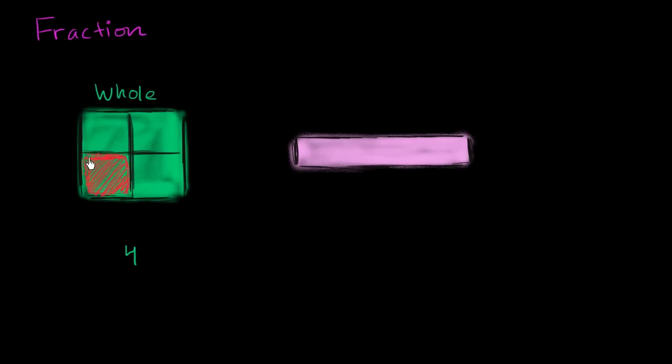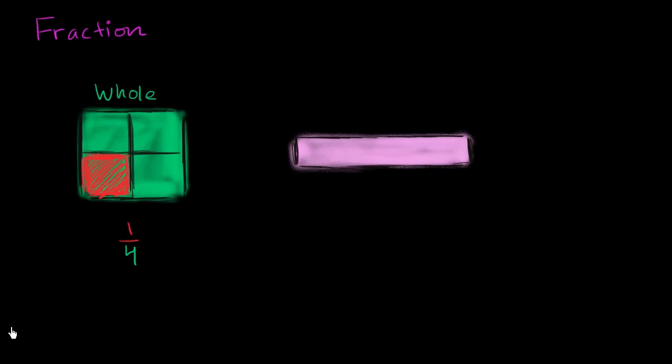Well, it is 1 out of the 4 equal parts, right? I've shaded in 1 out of 1, 2, 3, 4 equal parts. So we write this as this fraction. This piece represents 1/4 of the whole. And there's 2 ways that you can think about this. You could view this as 1 of the 4 equal parts, or you could view this as a whole divided by 4 would get you exactly this much.